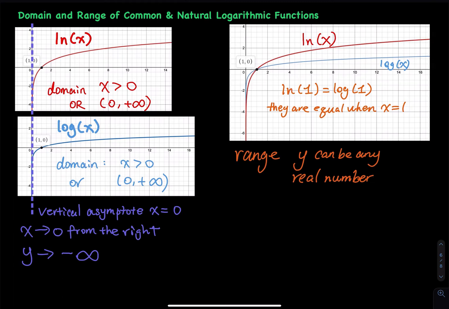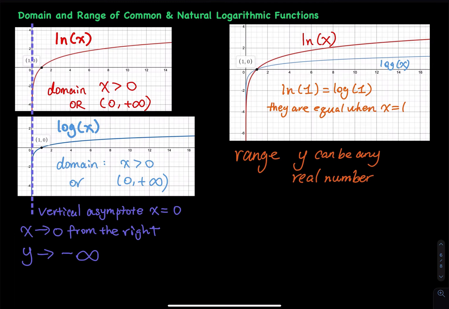So for Ln and LOG, they are both increasing functions. Do you see that there is a purple dashed line? That is called a vertical asymptote. Both Ln and Log have a vertical asymptote at the y-axis, which is x equals 0. So how do you say more words to describe this vertical asymptote?